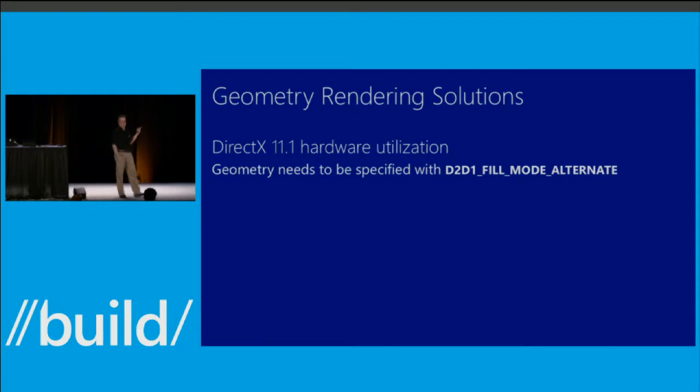In 8.1, we're also using the tessellators, which are in the 11 hardware, to offload more of that CPU cost to the GPU. There's one caveat here. You need to use the fill mode alternate if you want to get the best utilization of that hardware. That's because the tessellators don't like the other mode very well. So we have to fall back to the CPU for tessellation, but we can still take advantage of TIR.